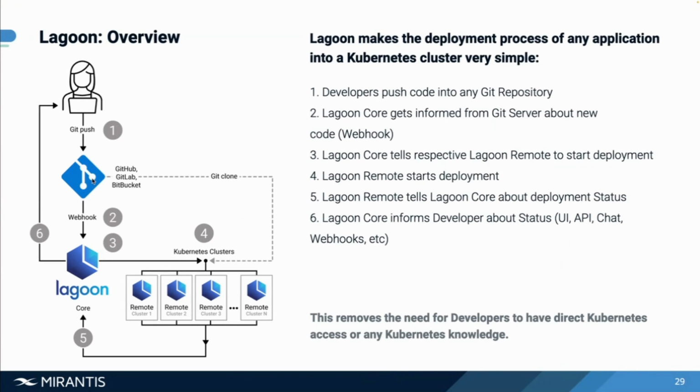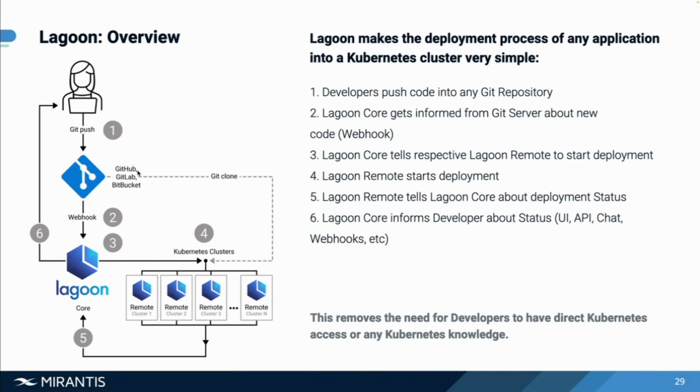So you have your code, you push it in your repository, right? Standard way of handling code. Then you have a component which is Lagoon core, and it gets that information. You have a webhook, and that Lagoon core has the information that you have pushed a new version of your code, right? So what will happen is Lagoon core will tell all the Lagoon remotes to start the deployment. So Lagoon remote then will start the deployment of that given code, right? So Lagoon remote tells Lagoon core about the deployment status, and Lagoon core then informs the developer about the status of the deployment.